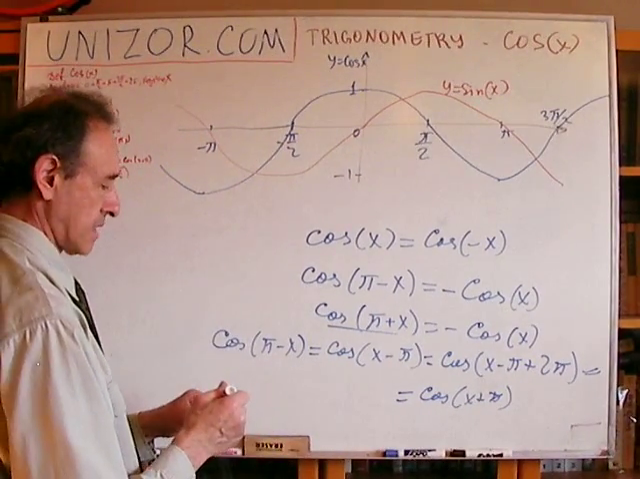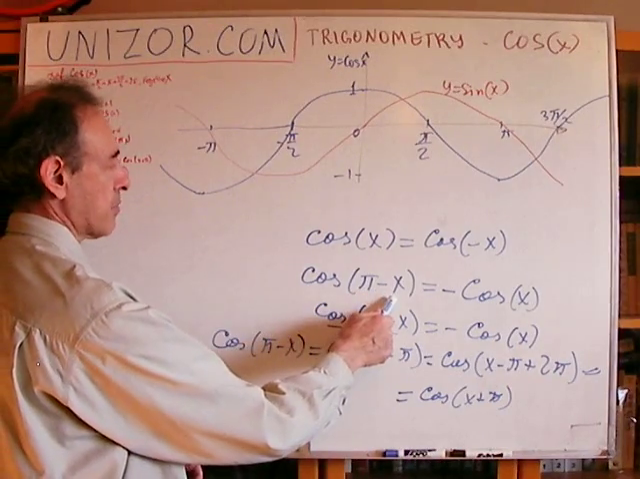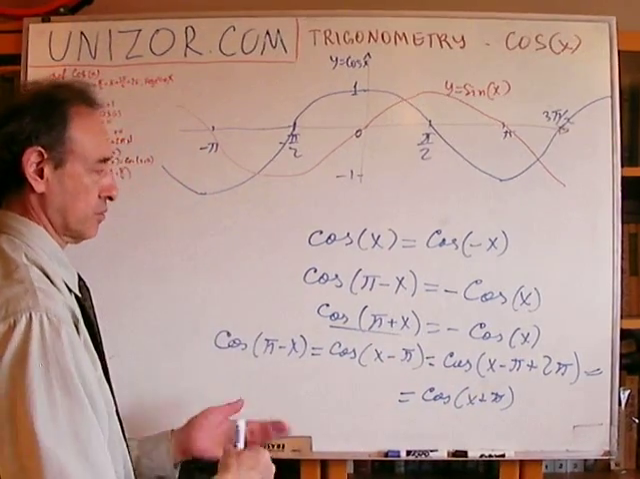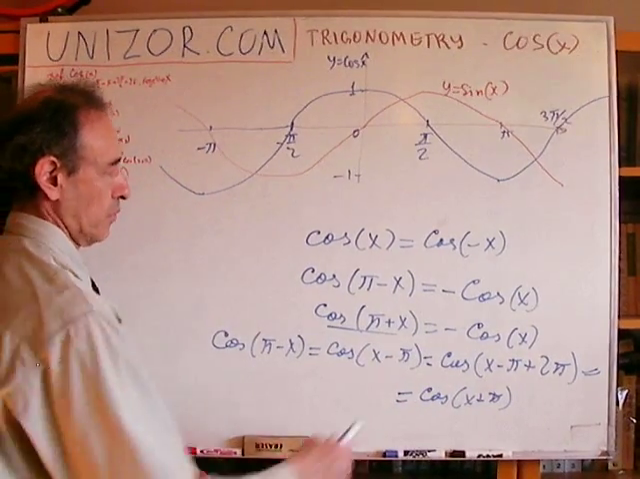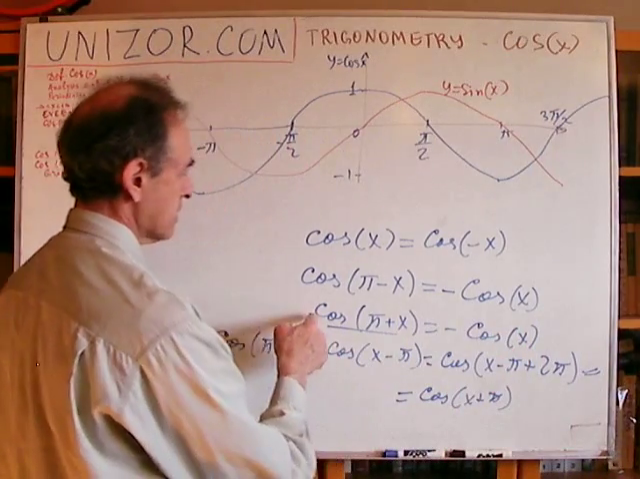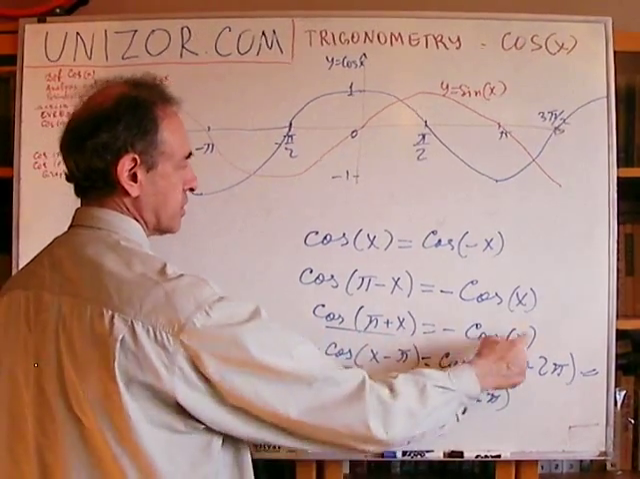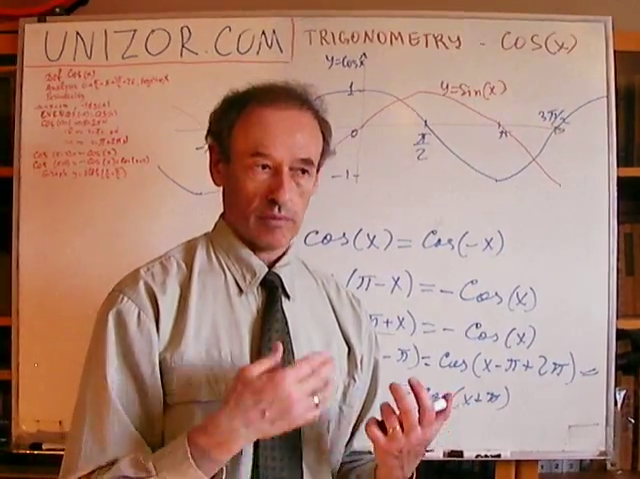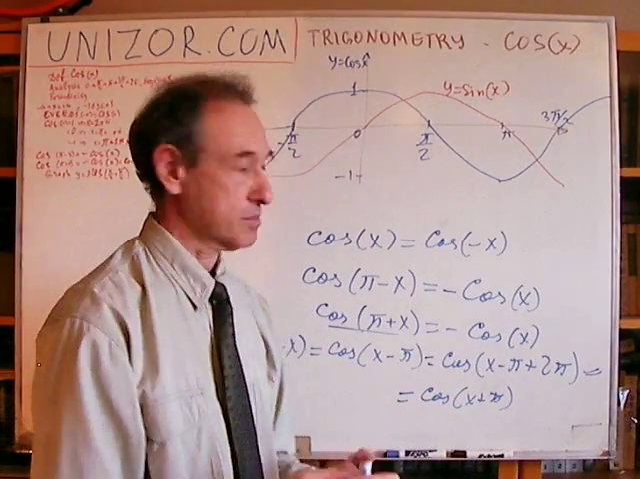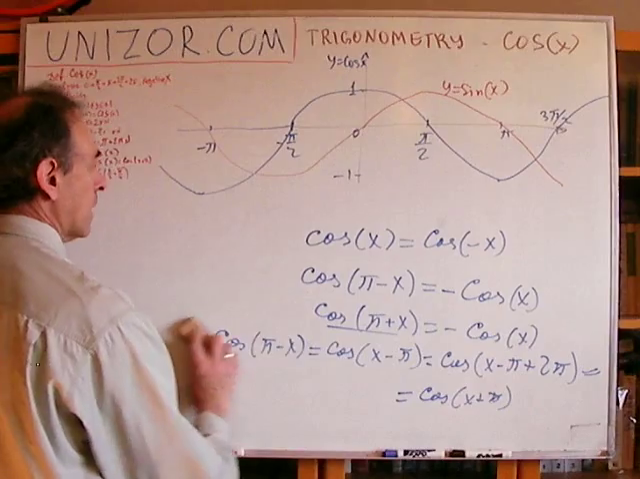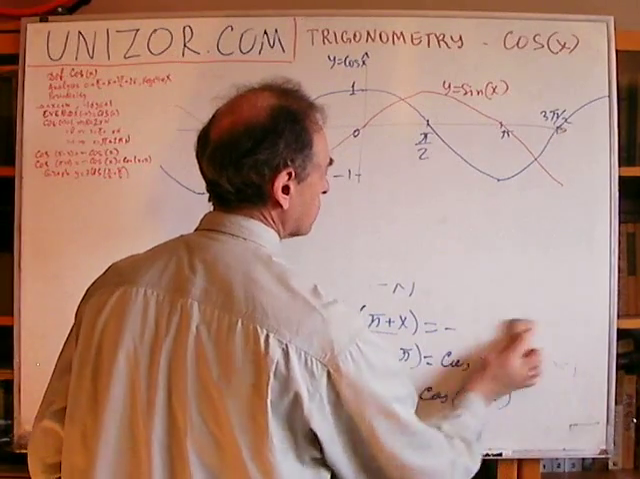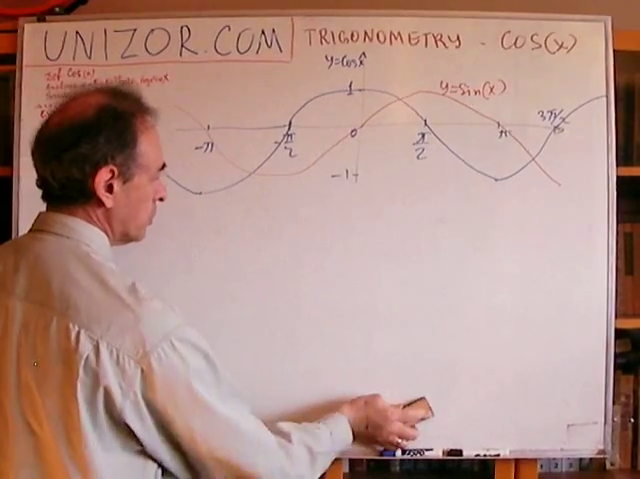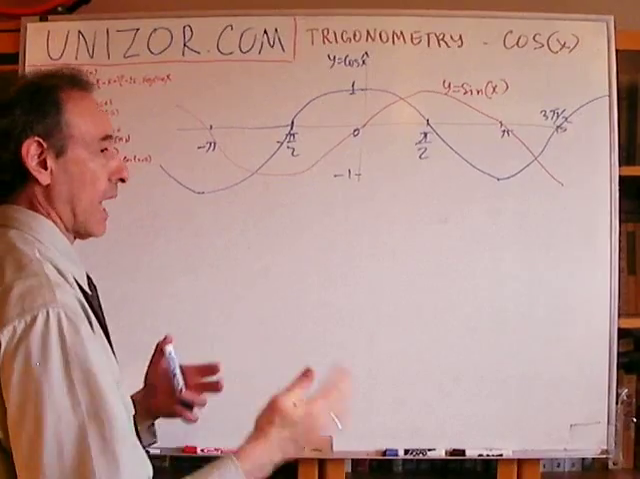So that's how we prove that cosine of pi minus x is the same as cosine of pi plus x, or x plus pi, whatever, which is equal to minus cosine. So this last equality I could have obtained from the first two just by using the fact that it's an even function and a periodic function. Now, once we know the graph, we can manipulate this graph using certain known facts about how to manipulate graphs.